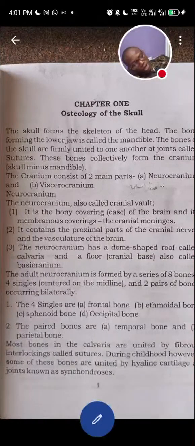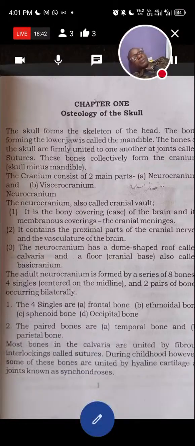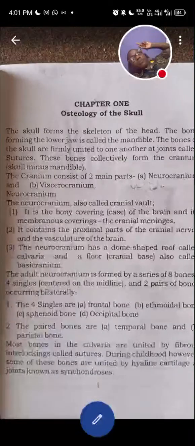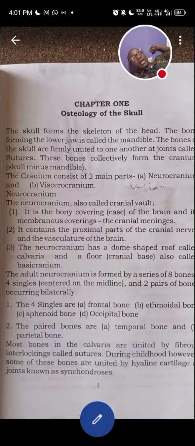Now the neurocranium is divided into eight. We have TP fossa. TP is the temporal bone. P is the parietal bone. F is the frontal bone. O is the occipital bone. S is the sphenoid bone. And E is the ethmoidal bone.